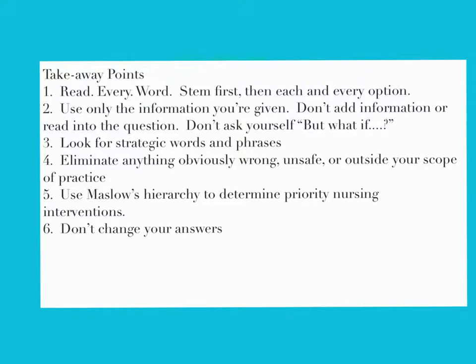Number three, look for strategic words and phrases. Remember, first, best, most likely, most appropriate, early, late, initial, immediate. Look for those keywords. They're going to help you provide some context for the answer you choose. Number four, eliminate anything obviously wrong, unsafe, or outside your scope of practice. Anything that just doesn't apply to the question. Just get rid of it. Number five, if you're having trouble between two options, use Maslow's hierarchy to determine priority nursing interventions, or you can even play a little game like what's the worst case scenario, and pick the one that's going to keep your patient the safest.